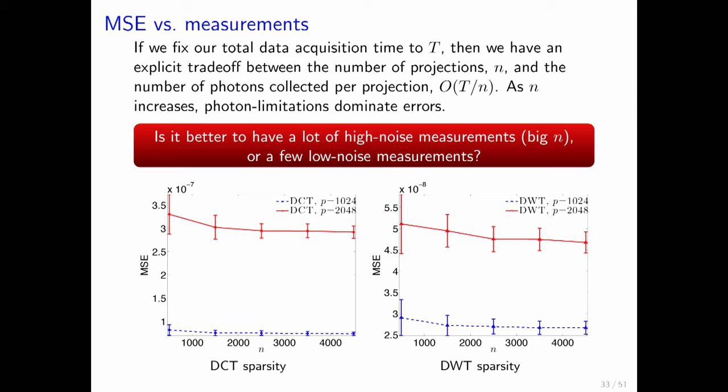That the number of projections plays a very minor role relative to the total number of photons that we're collecting, which is going to be proportional to T. Okay, so that gives us a little bit of insight. But all of this really only holds when T is large, when we've got a relatively large number of photons. So what happens in the truly photon-limited regime?